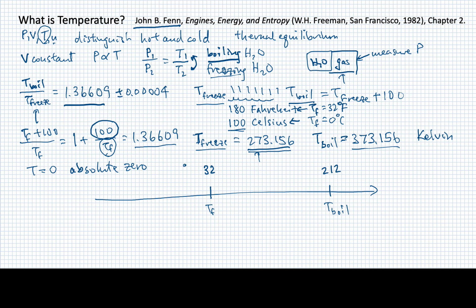So this is degrees Fahrenheit. Degrees Celsius would set this at 0 and this at 100. And Kelvin would set this at 273.15 and this at 373.15.